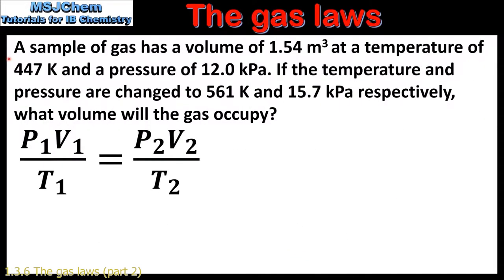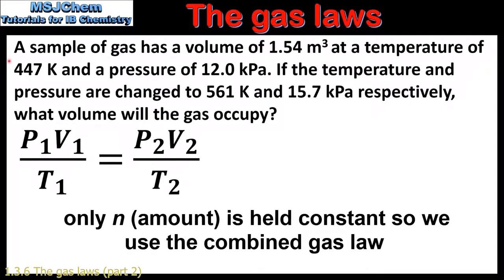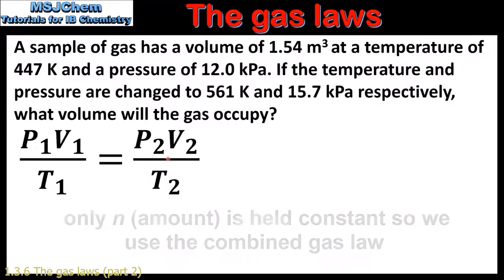In our last example, a sample of gas has a volume of 1.54 cubic meters at a temperature of 447 Kelvin and a pressure of 12.0 kilopascals. If the temperature and pressure are changed to 561 Kelvin and 15.7 kilopascals respectively, what volume will the gas occupy? To solve this, we'll use the combined gas law. In the question, we're given P1, V1, T1, P2, and T2.